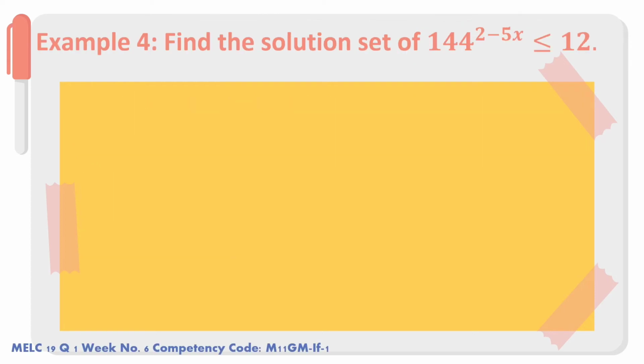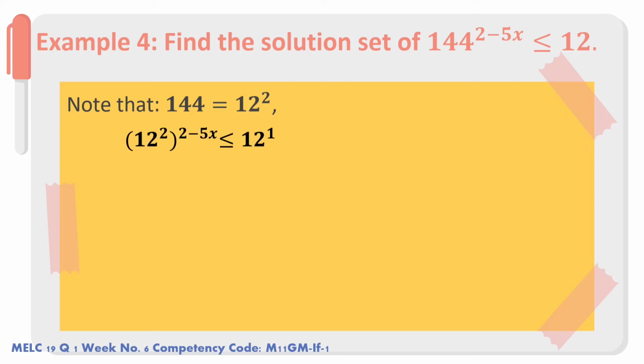For example, find the solution set of 144 raised to 2 minus 5x less than or equal to 12. To make it the same base, note that 144 can be written as 12 squared. Therefore, we will have 12 squared raised to 2 minus 5x less than or equal to 12 raised to 1. Applying the power to power law, we will have 12 raised to 4 minus 10x less than or equal to 12 raised to 1.